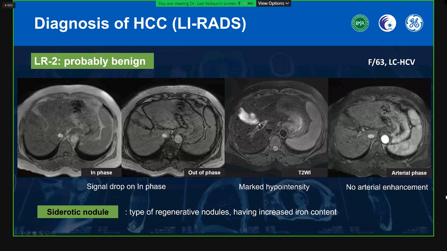On this MR image of a 62-year-old woman with HBV liver cirrhosis, there are multiple small nodules showing marked dark signal intensity on T2 weighted image due to the T2 shortening effect of iron. And in-phase, these nodules show signal drop compared to out-of-phase representing iron component. These nodules don't show arterial enhancement on arterial phase.